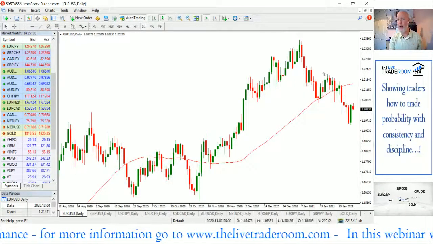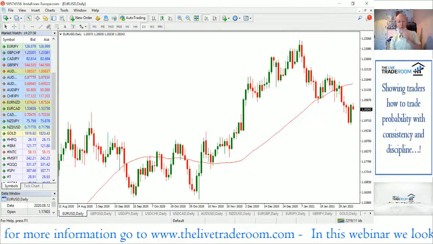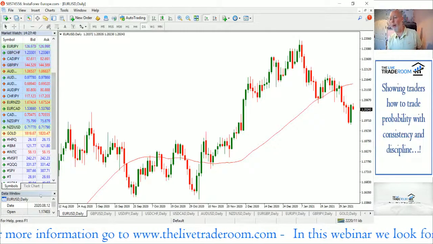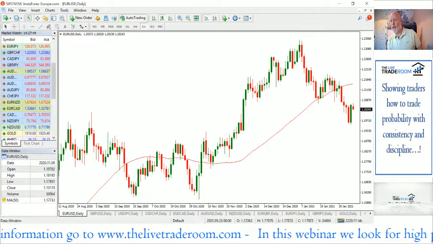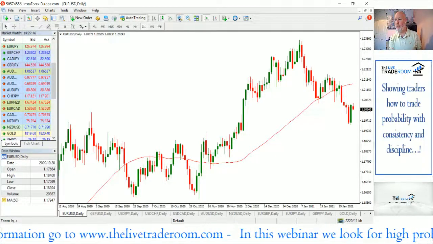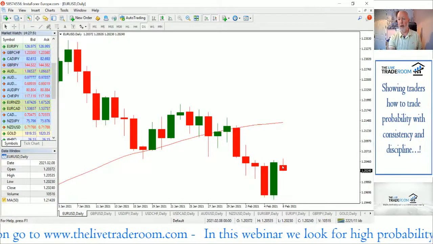Okay, so that's just explaining the platform. We have all the markets along here on the left hand side in the Market Watch. Just at the bottom, there is quite an important tool called a data window, and what that allows us to do is hover over any particular candlestick chart and we'll get the information on that chart.